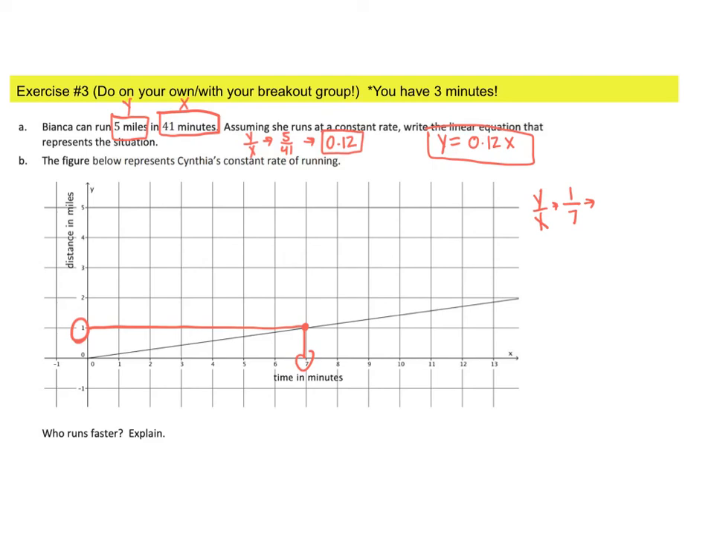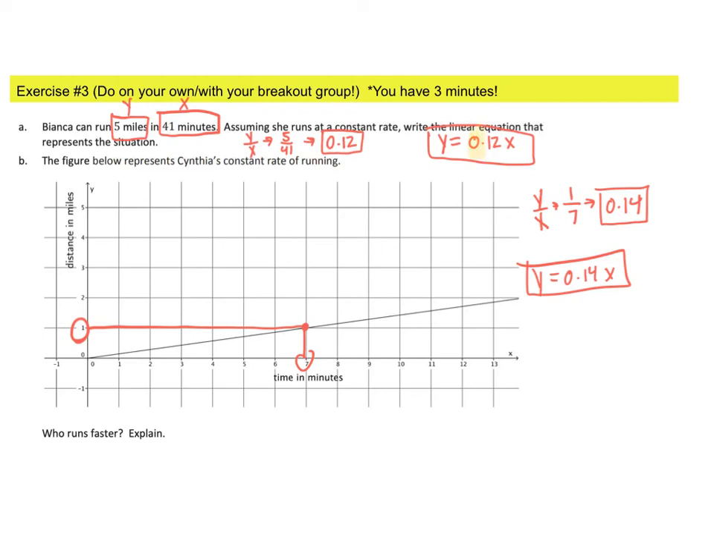I get 0.142 something. I'm just going to round it off to 0.14. So this is my constant rate, and it wants me to write it in an equation. Y equals 0.14x. So this is my equation. Okay, now looking at these two equations, which one has the greater rate?